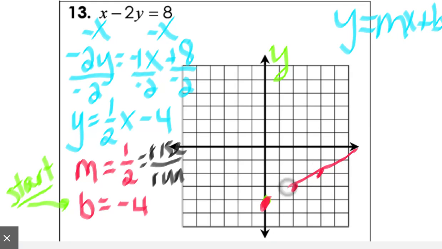So then you just draw a nice straight line through those 2 points, or 3 points, or 4 points, however many points you want to make. Okay, so now I want you to go and try number 14 on your own. I want you to write the equation in slope-intercept form, and then I want you to identify the slope and the y-intercept, and then using the line tool in Google Slides, I want you to graph the line.